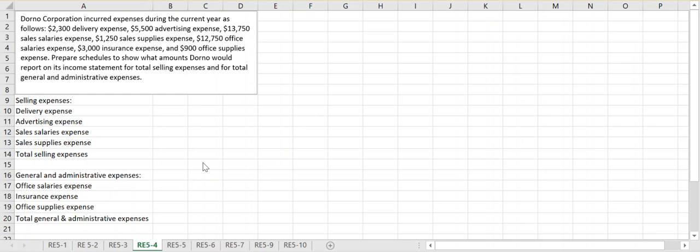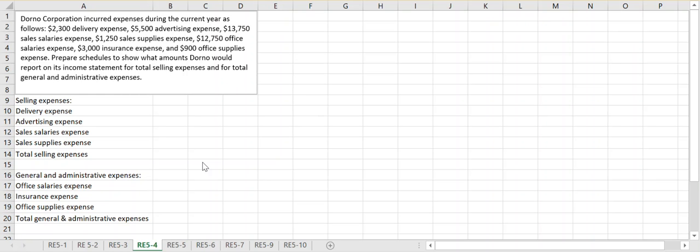In this example video, we will go over review exercise 5.4, where we're going to calculate the amounts that we'll be reporting on our income statement for total selling expenses and for total general and administrative expenses. Companies typically list these as one line item, and then in their supplemental data known as the notes of the financial statements, they list out the details that are included in coming up with the totals for both the selling expenses and general and administrative expenses.